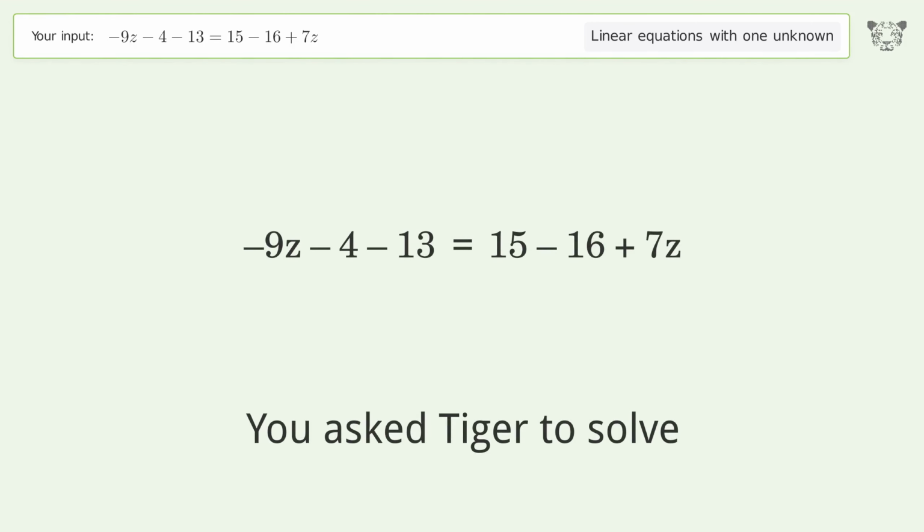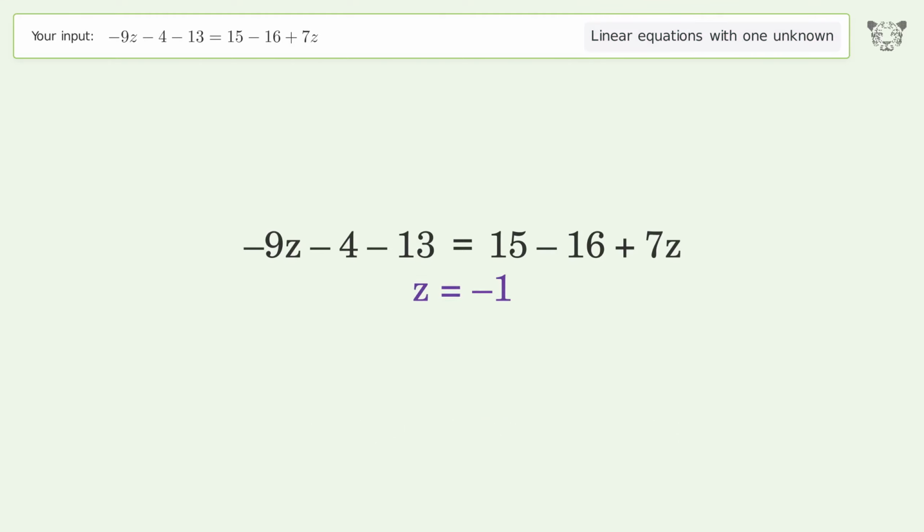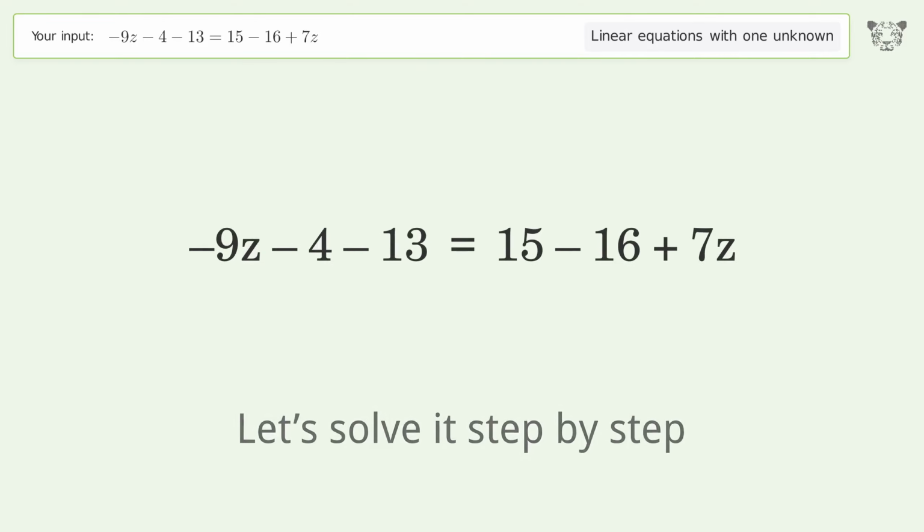You ask Tiger to solve this. This deals with linear equations with one unknown. The final result is z equals -1. Let's solve it step by step.